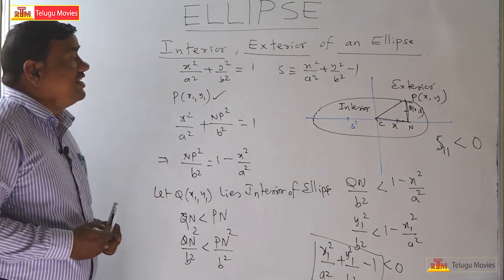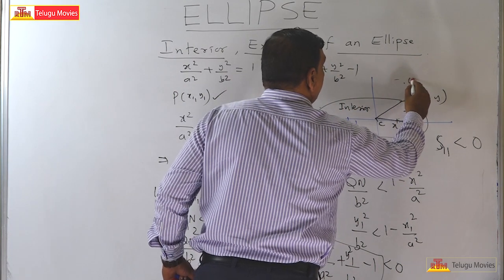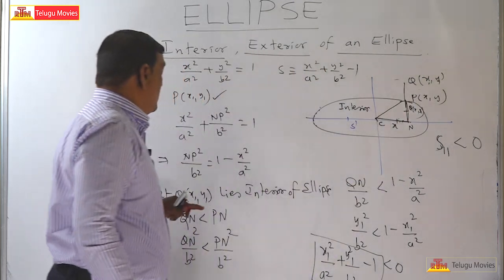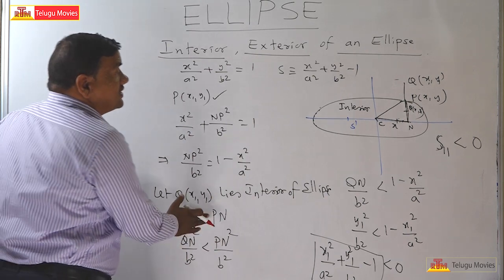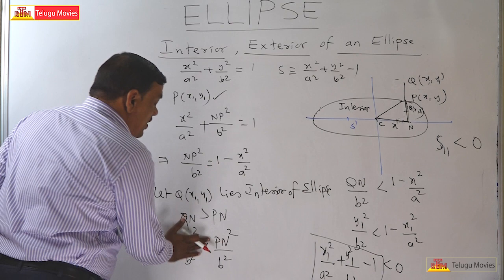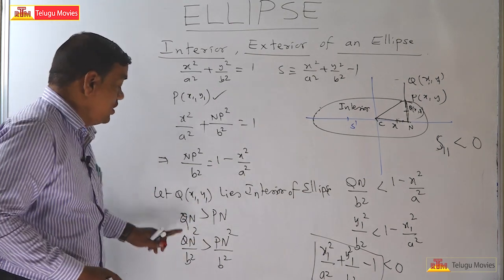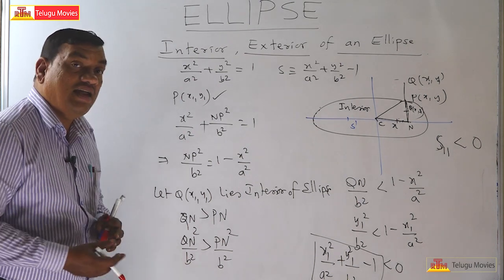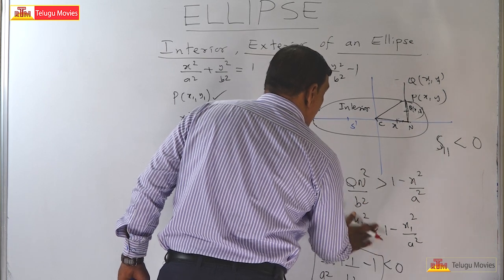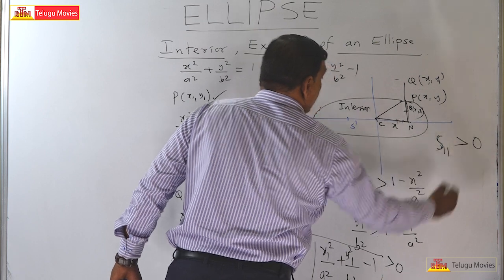If it lies exterior, that is, outside the ellipse, what happens? Let us put Q here, (x1, y1). If you observe, QN is greater than PN. QN square is greater than PN square. QN square by b square is greater than PN square by b square. So here you will get greater than, and you will get greater than or equal to 0.